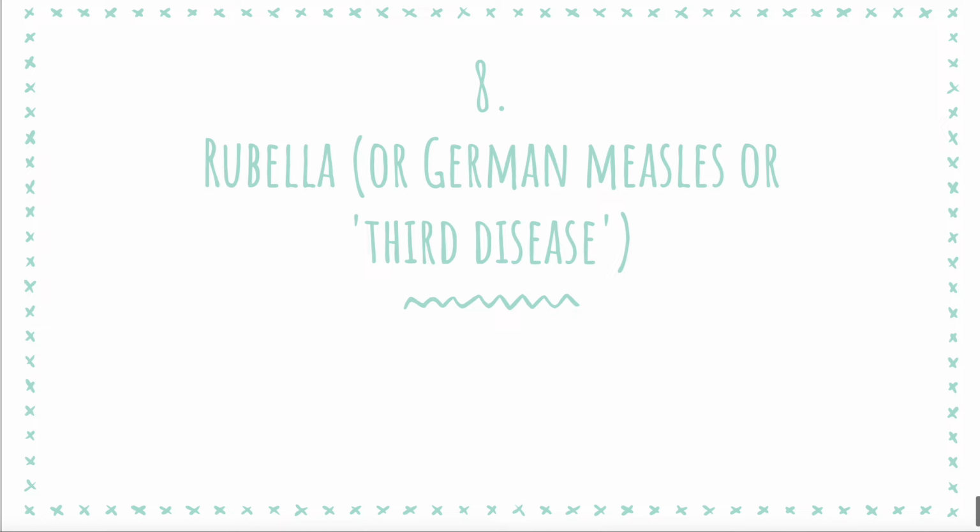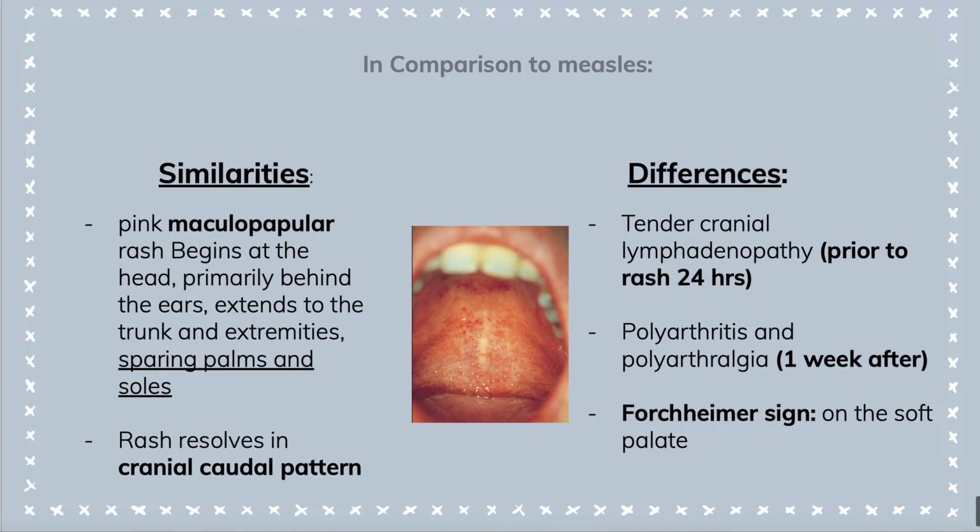Okay, the eighth entity we're going to be talking about is rubella. So we talked about exanthem subitum, which is roseola infantum, and then we talked about rubeola, which is measles, and now rubella. It's also known as German measles or third disease. Usually, rubella and measles are extremely similar, so I'm just going to point out the differences and similarities to help you out. Okay, in the similarities between measles and rubella, they both present with a maculopapular rash that starts from the head, from behind the ear, and extends to the extremities, sparing the palms and soles, as we mentioned.